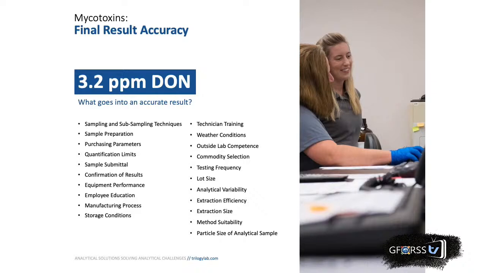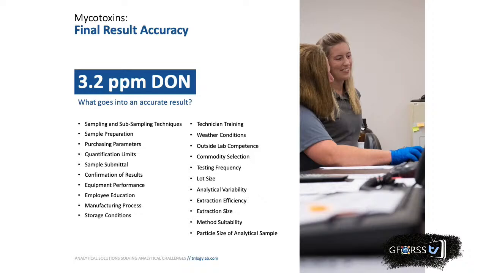Let's talk about that final result. What goes into the accuracy of that number that you are going to make your decisions on? Let's take an example of a wheat sample that was found to contain 3.2 parts per million DON. This level may be a result that is on the borderline of being a level that is either accepted or rejected at your point of purchase. Don't forget, this number represents a financial decision.